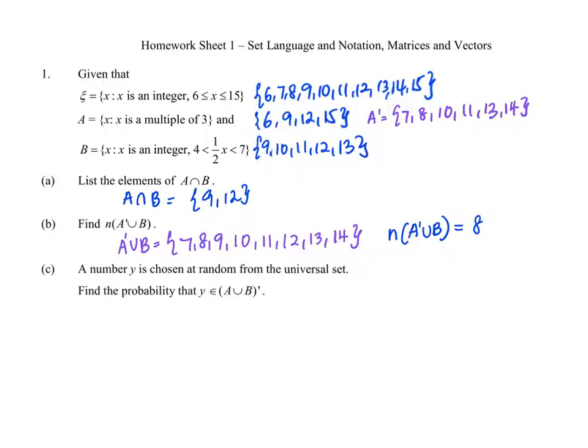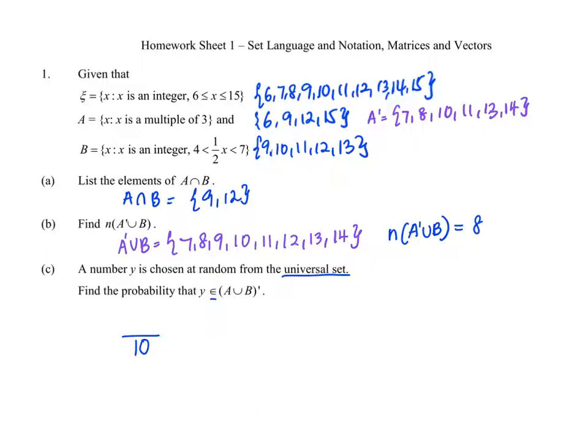A number y is chosen at random from the universal set. Let's check how many numbers there are in the universal set. 1, 2, 3, 4, 5, 6, 7, 8, 9, 10. There are 10 numbers in the universal set, so I'll need a denominator of 10. Find the probability that y is an element of A union B complement. To do this, we must first find what A union B is, and then the complement of it.